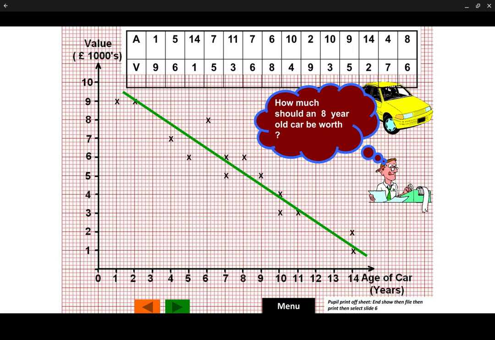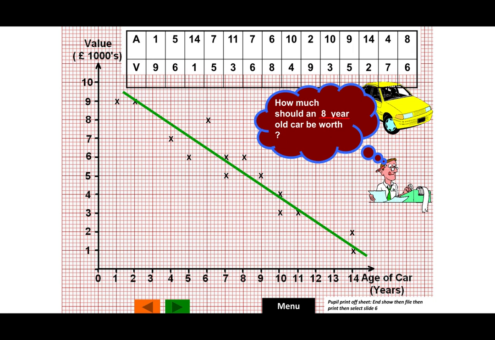So how much should an 8-year-old car be worth? I find an 8-year-old car, which is there. Then I draw a straight line with your ruler going up to the line of best fit. Then I go across and I read off that value there. So that value would be 5. If there's 5 squares there, that means it's going up in 2s. So that would be 5,200 pounds.